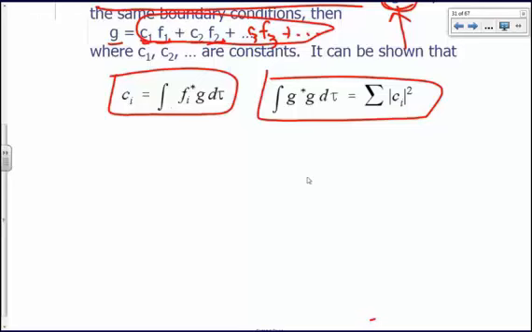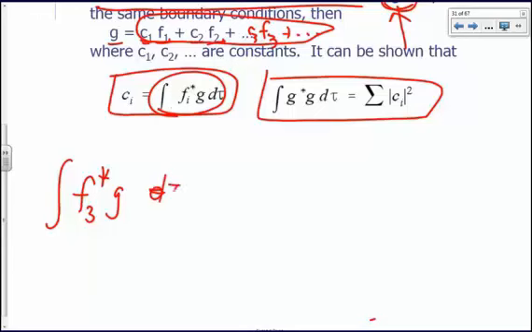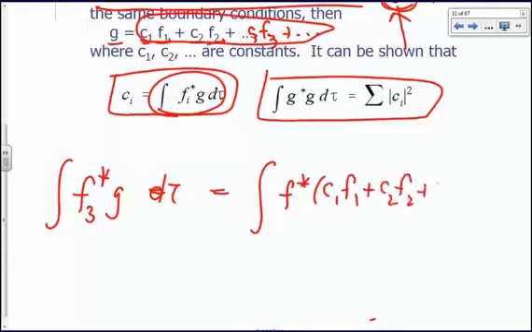Let's take this integral right here. What is the integral of f? Let's make it simple. Let's say f3 star g, d tau, just for example. Then it's going to be what? The integral of f3 star times g, where g is c1 f1 plus c2 f2 plus c3 f3 plus and so on, d tau, right?